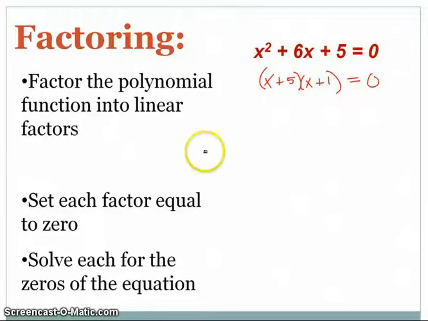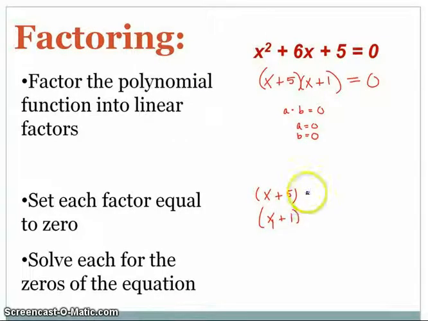The zero product property tells us that if two things multiply together and give you 0, then one or both of them have to be equal to 0. Makes sense, right? The only way to get 0 as an answer is to have one of the factors be 0. So we're going to take our two factors, x plus 5 and x plus 1, and we're going to set these two factors equal to 0. And now when we solve each of these, we get x equals -5 and x equals -1, and those are the zeros of the equation.